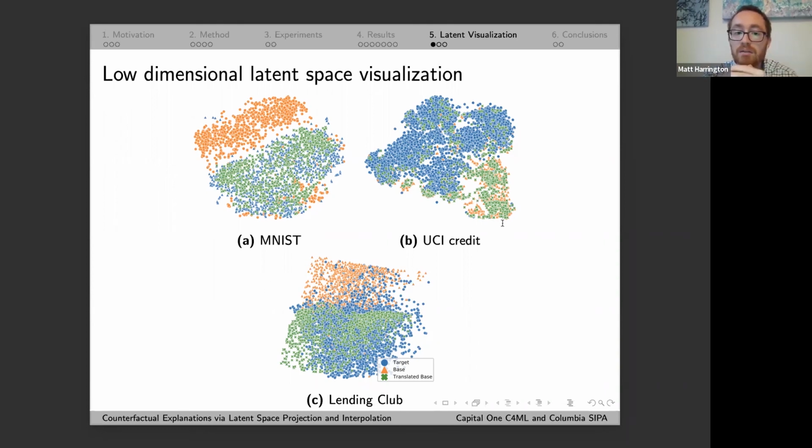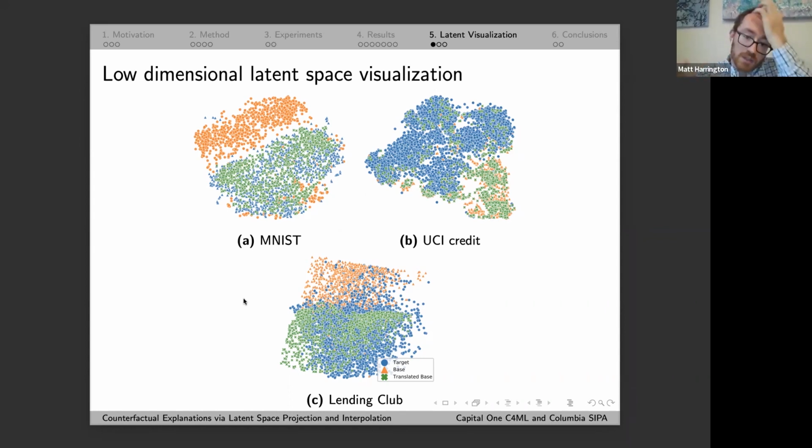And then when we've taken the bases and translated them through the target autoencoder, it's placed them throughout that space, which is exactly what we wanted. We wanted it to put the bases into their space.